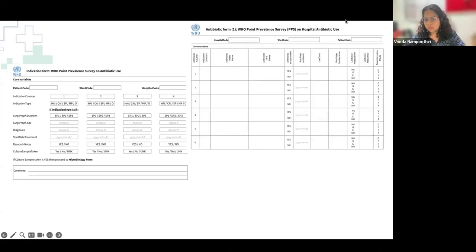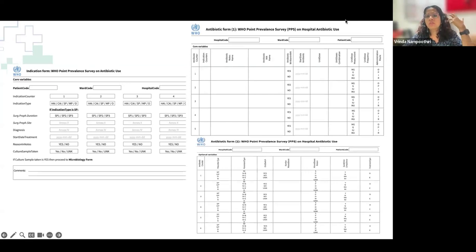The next is the antibiotic form. So there are two antibiotic forms wherein you capture all the details regarding the antibiotics that are prescribed for that particular patient. Only active antibiotics at the time of surveillance are included. So like I mentioned, if the antibiotic was stopped before the time of PPS, it is excluded. Only antibiotics that are active at the time of PPS are included in these forms. So whether it is the name of the antibiotic, dose, duration, frequency, route, everything is captured in these forms.